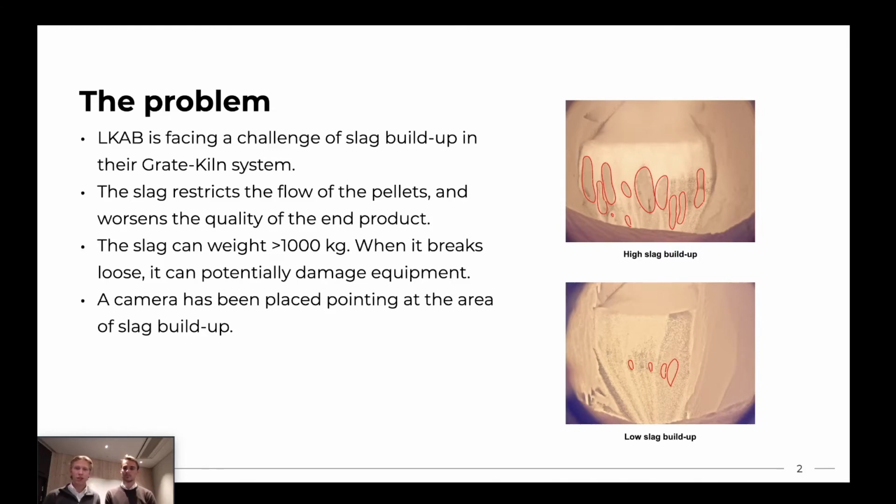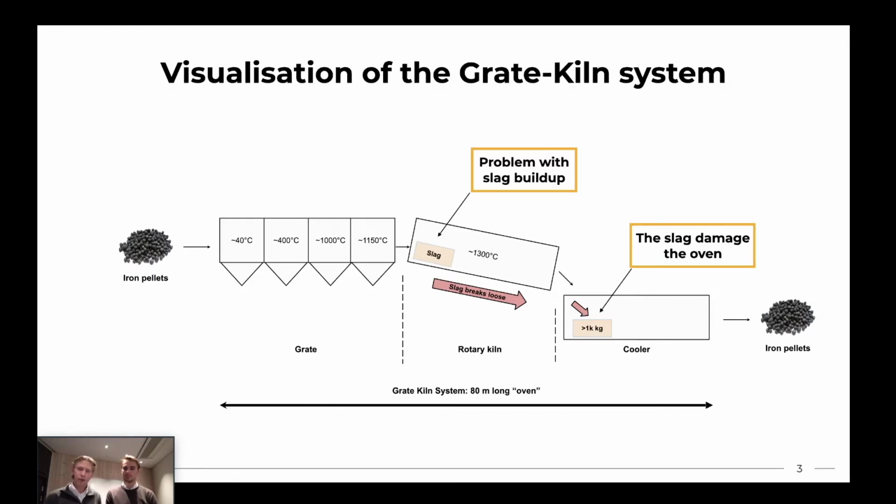The slag formations actually restrict the flow of the pellets and worsen the quality of the end product. They can also weigh above a ton, and if they were to break loose, they can potentially damage the equipment. To deal with this, a camera has been placed pointing at the area of slag buildup. And this is a visualization of the Grate-Kiln system, and where the problem of the slag buildup is, there the camera has been placed.